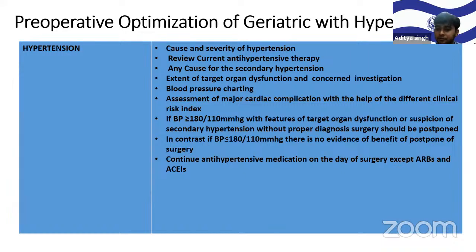Can you rule out the causes of secondary hypertension? Yes, ma'am. The causes of secondary hypertension may be pheochromocytoma, primary hyperaldosteronism, obstructive sleep apnea, chronic kidney disease. These are the common causes of secondary hypertension.